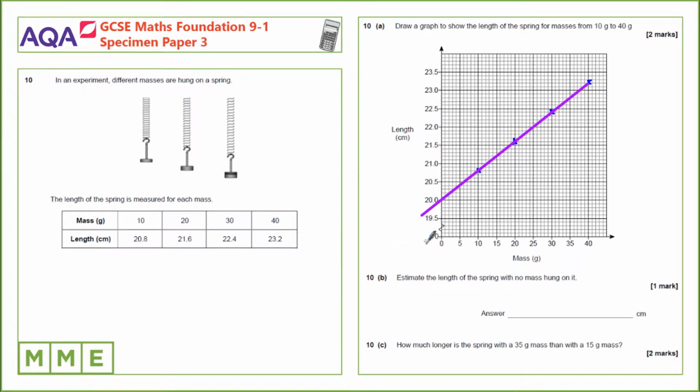For question 10b, we need to estimate the length of the spring with no mass hung on it. So we go to here at 0 and read up, and that's 20 centimeters.